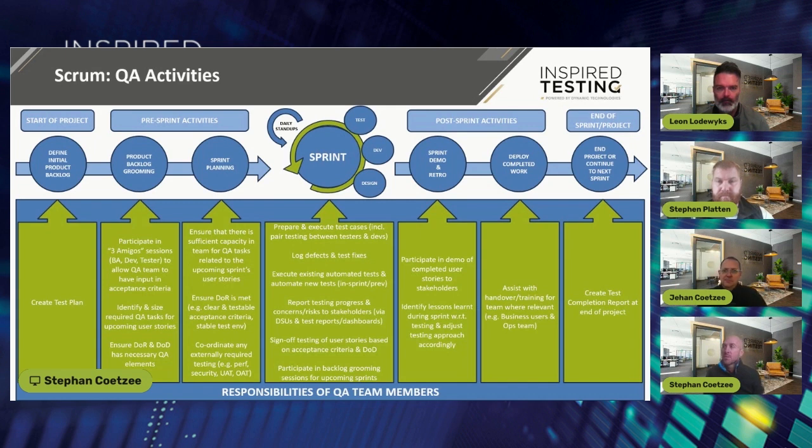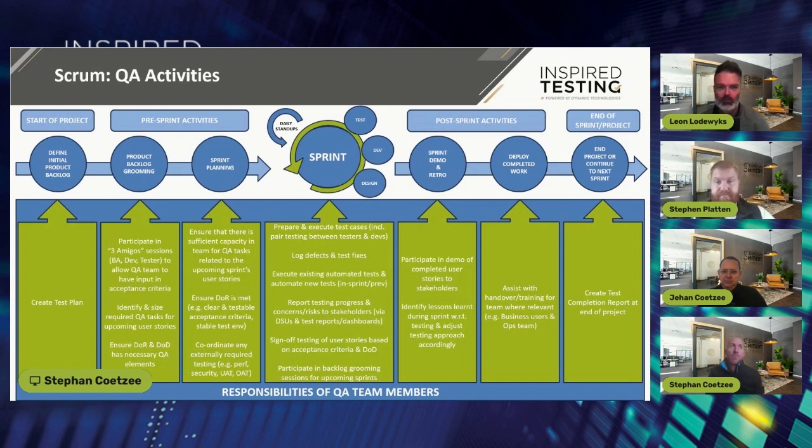The second one was referring to the product backlog grooming. The focus there, as it states in the picture, is that the tester should always be part of the process of ripening the user stories, making sure they have input into making the acceptance criteria clear and well defined, and that, especially in terms of the sizing, the definition of ready and definition of done have all the necessary QA components within them.